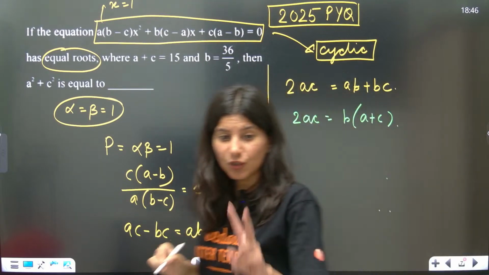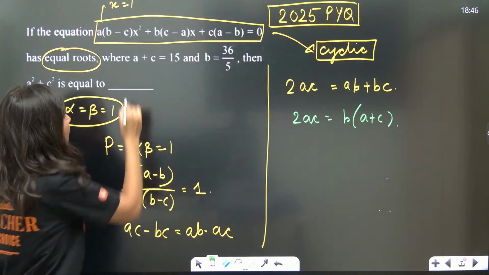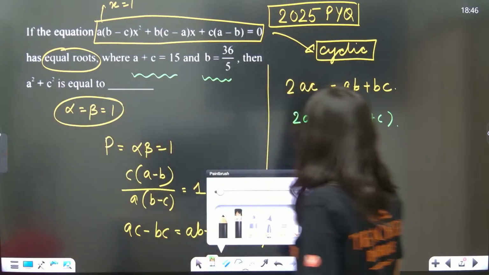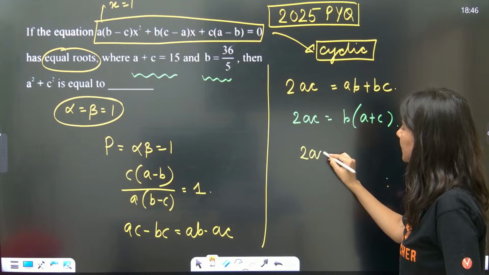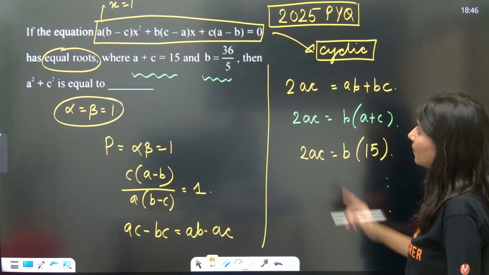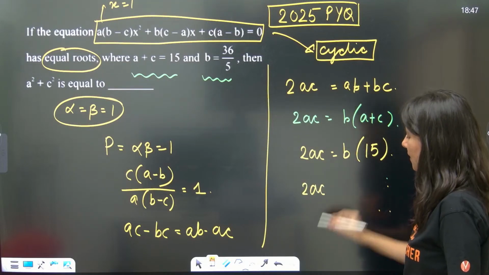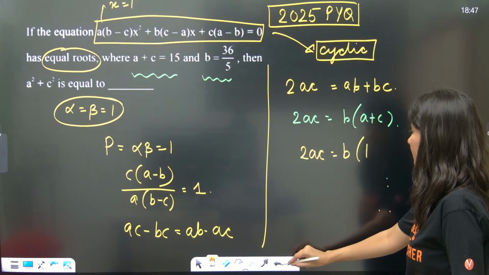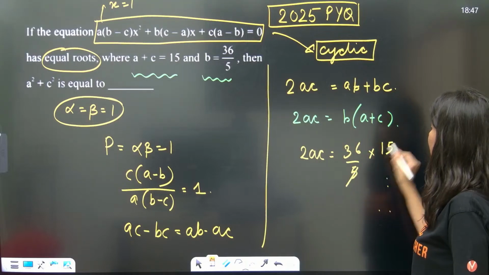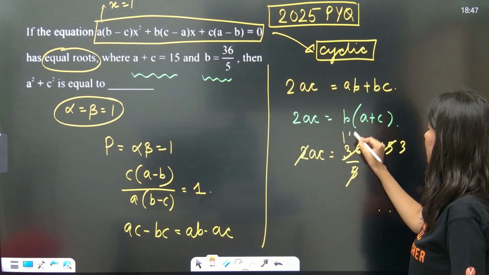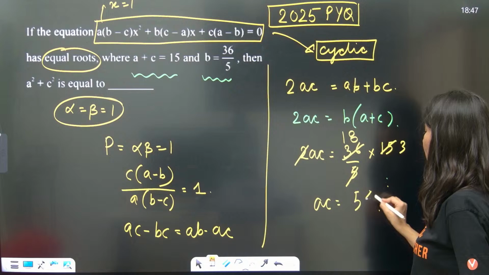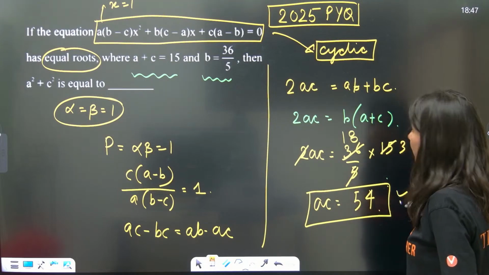Now, as per the question, two pieces of information are given, my dear students. A plus C is 15 and B is 36 by 5. If A plus C is 15, then 2AC is equal to B times 15, and B is 36 by 5. So 2AC is 36 upon 5 into 15. 5 ones are 5, 5 threes are 15, so this is 18. So AC comes out to be 18 into 3, that is 54.